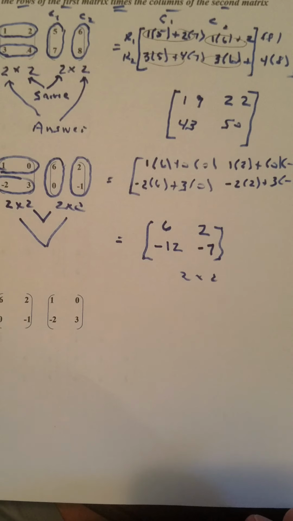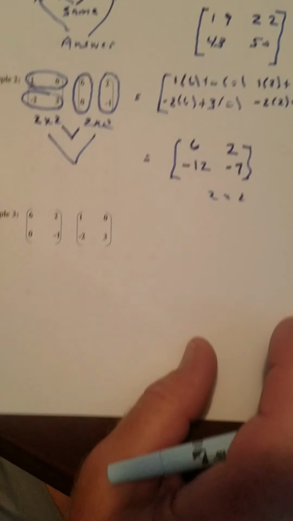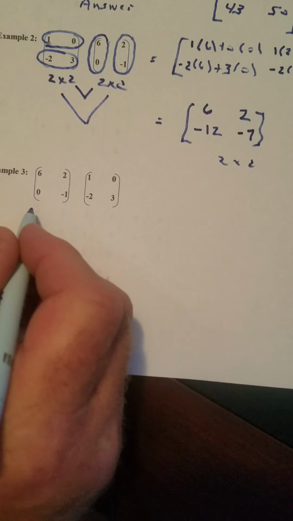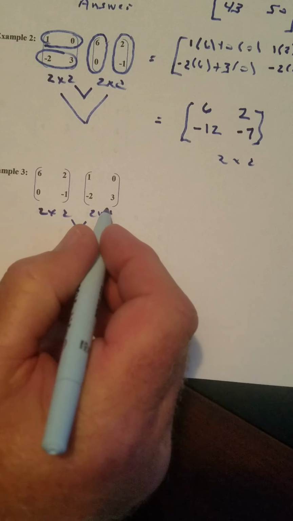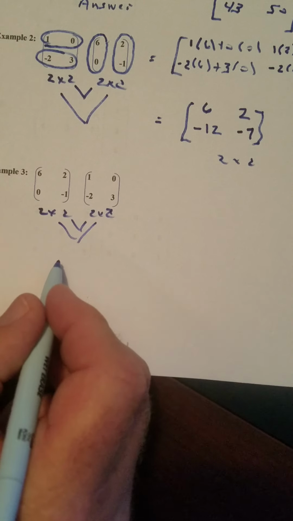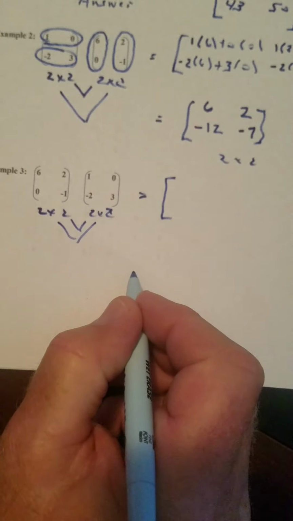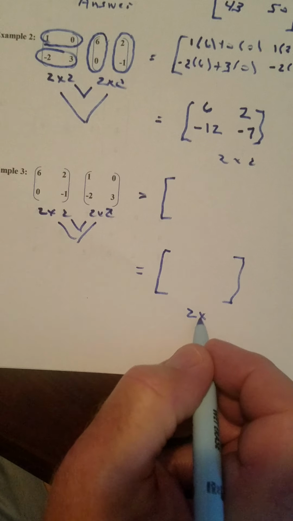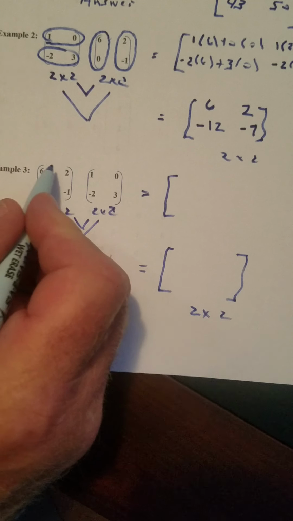I'm staying with 2 by 2s. That makes everything somewhat simple for you. Okay, here's my third example. I'm staying with the 2 by 2s. 2 by 2, 2 by 2. Insides are the same. The outside gives you the answer. So I'm going to end up with a 2 by 2. Now the answer is going to be 2 by 2. Okay, we're going to circle the rows.